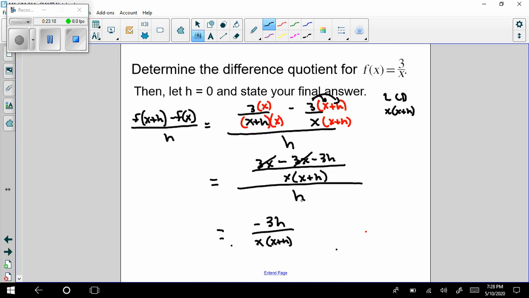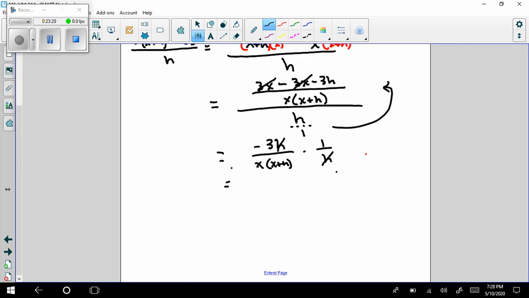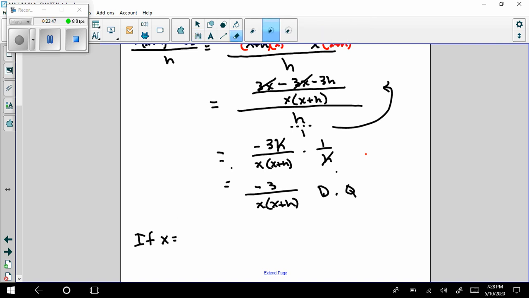And I am going to multiply by the reciprocal of h, which is 1 over h. So my h's now cancel. My difference quotient is -3 over x times x plus h. There's the difference quotient. Now if h equals 0, then I end up with -3 over x squared.